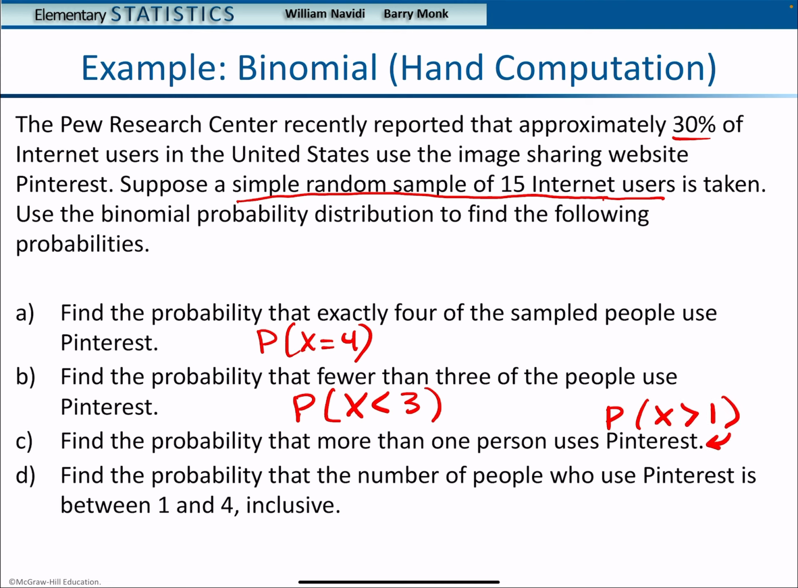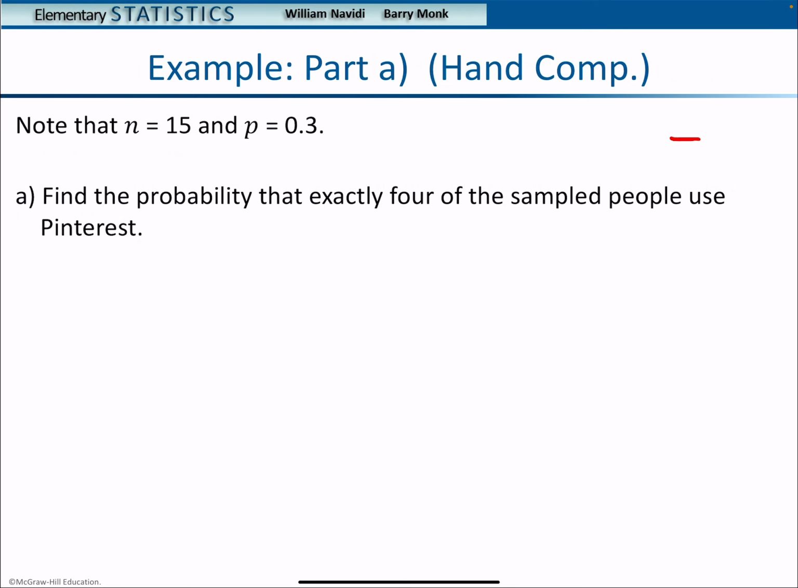Find the probability that more than 1 person uses Pinterest. And then find the probability that the number of people who use Pinterest is between 1 and 4, inclusive, meaning let's include 1 and let's include 4. I'm just showing you a shorthand way of writing these sentences. Get familiar with this notation because we're going to see it a lot. So again, in this example, it was 30%, so the probability of success is 0.3, and the total number of trials is 15.